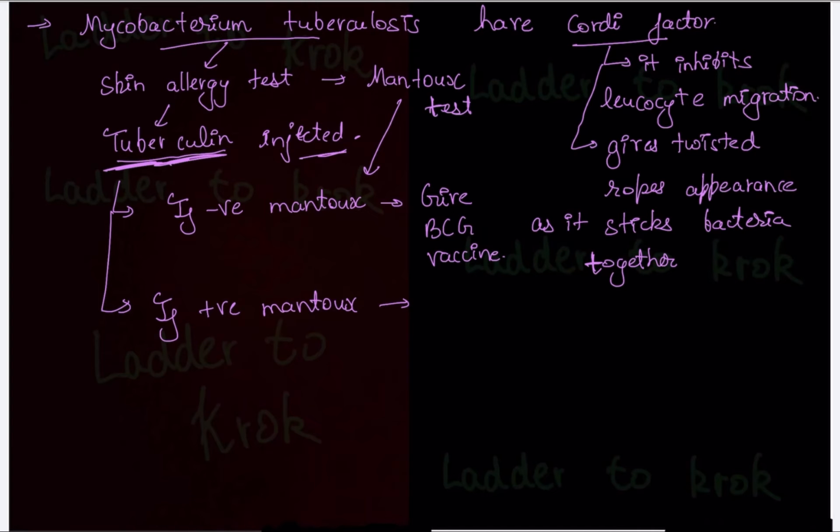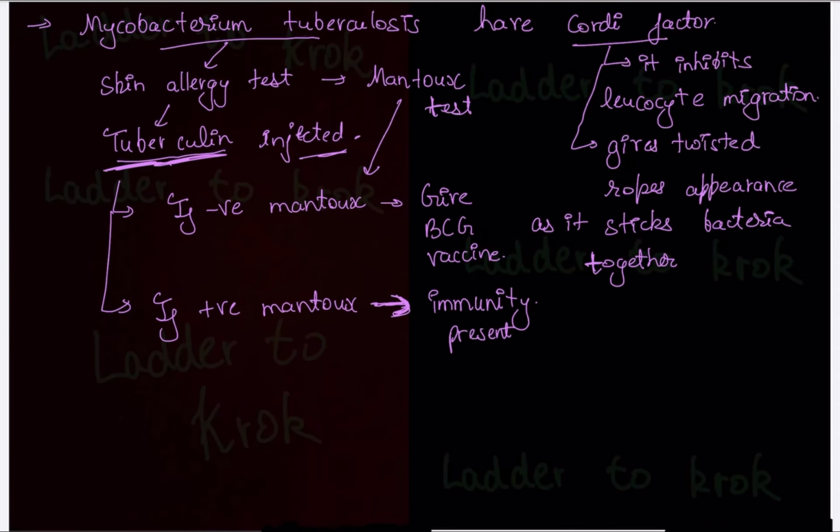So that means there are antibodies present in the person's body, and if the person already has antibodies against tuberculosis or Mycobacterium tuberculosis, then we do not have to give the vaccine. Immunity is already present, so we do not have to give the vaccine.